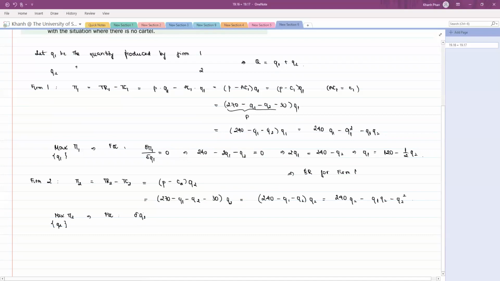Okay, so we maximize. We differentiate the profit with respect to Q2 and make it equal to 0. We get 240 minus Q1 minus 2Q2, where we are treating Q1 as constant, and we make that equal to 0. So again, we find 2Q2 equals 240 minus Q1, therefore Q2 is 120 minus half of Q1. I'll call the first one the first equation and this the second equation. Again, this is called the best response function for firm 2.